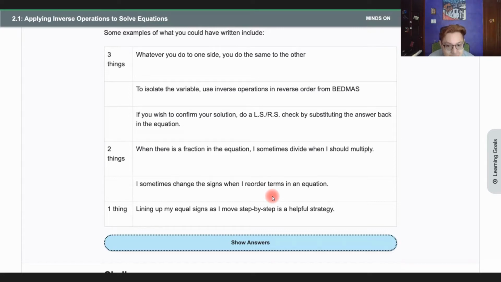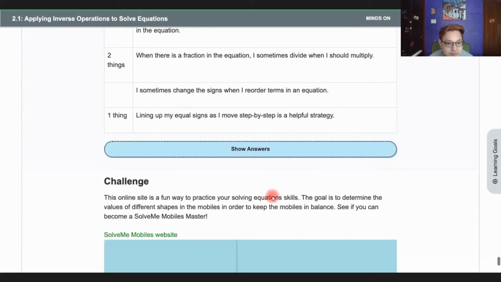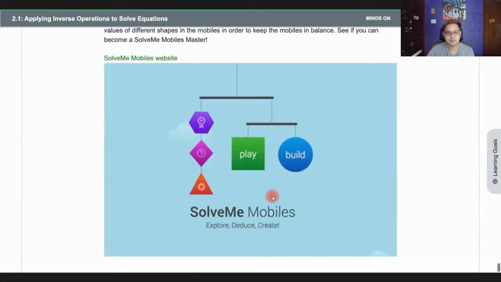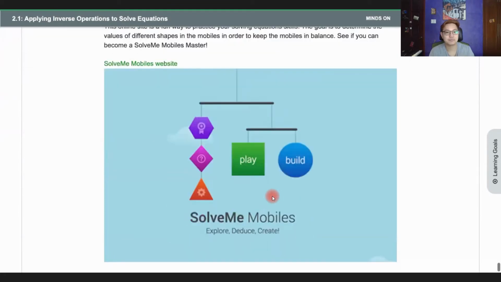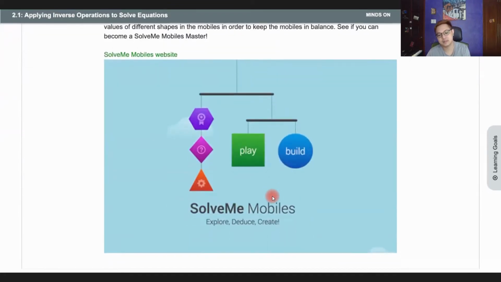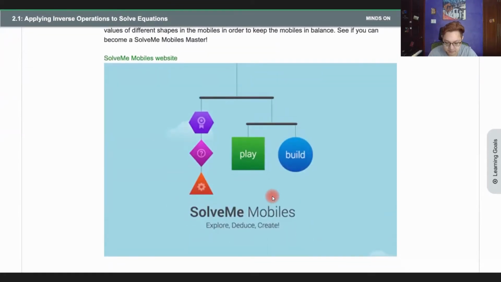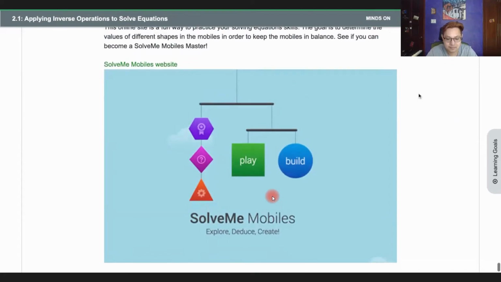All right, let's move on if you understand it. The challenge, I think I'll do it sometime later. If you feel like it's not that hard, then move on. I think this is it. The equation course is over, so I guess we can move on to the next one.